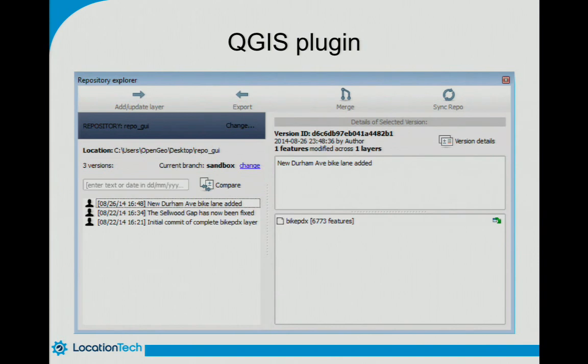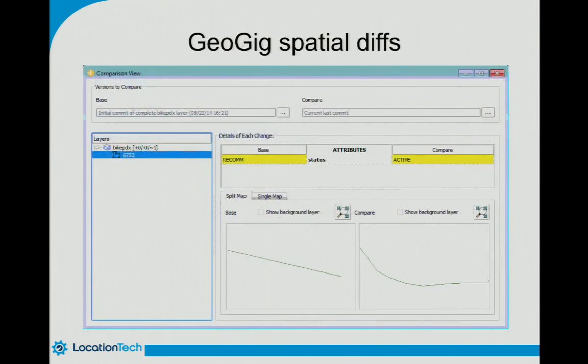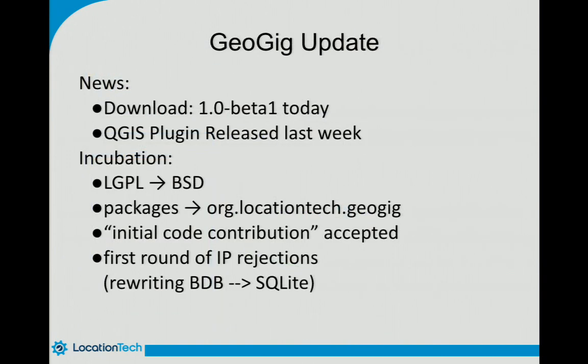So we started embedding GeoGig in one of the leading open source desktop applications called QGIS. And you can see that we've got diffs, and if you did have a spatial conflict, you get a visual like this, and you get to resolve it. But a very good question. We do have a beta available for download. We are gradually completing our LocationTech incubation requirements. Unfortunately for us, we've got our first round of IP rejections, one of which was we were using the Berkeley DB for our default local storage, and we're having to replace that, I believe, with SQLite.